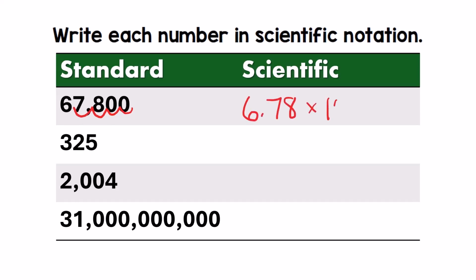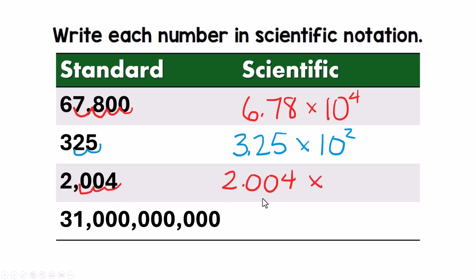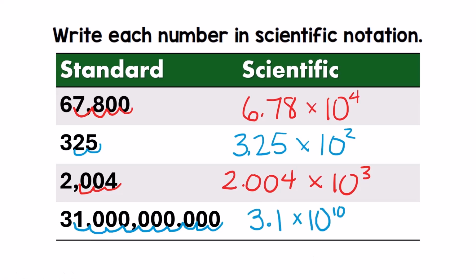$67,800 turned into scientific notation is 6.78 times 10 to the fourth. I had to move that decimal place 4 places. I know this is a big number, so it's a positive 4. 325 is 3.25 times 10 to the second power. 2004 is 2.004 times 10 to the third power. And what is this? 31 billion? It is the distance from the Earth to Pluto, I think, but in scientific notation, it is 3.1 times 10 to the 10th. The distance to Pluto would be in miles.